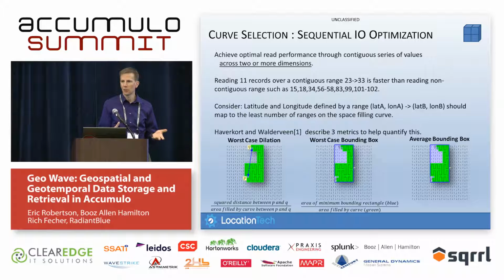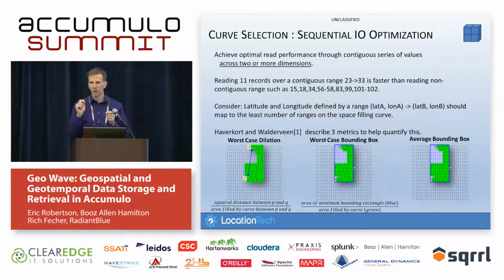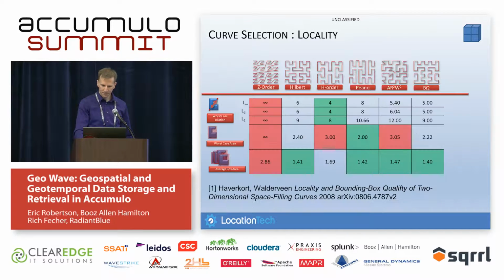That's extra, and there are different ways of measuring that. One is called worst case dilation, which is the distance along the entire curve versus the direct distance between the two endpoints of my bounds. A couple of others are worst case bounding box and average bounding box. The worst case and average bounding box look at the complete area of the bounding region versus just the area I need to look over for my particular range.